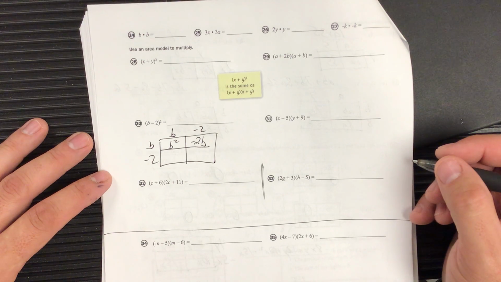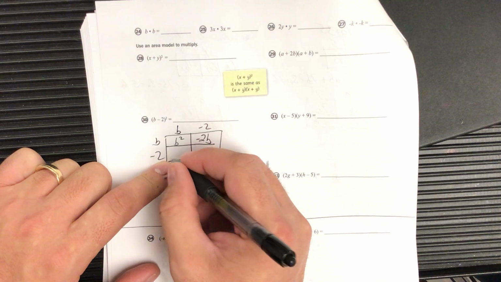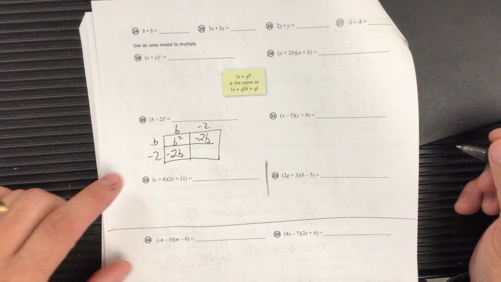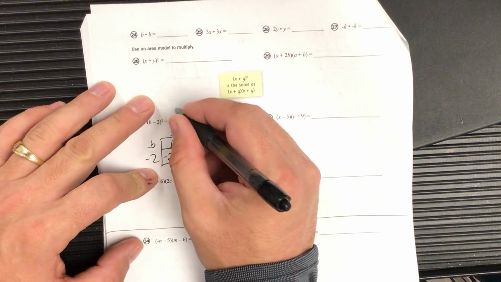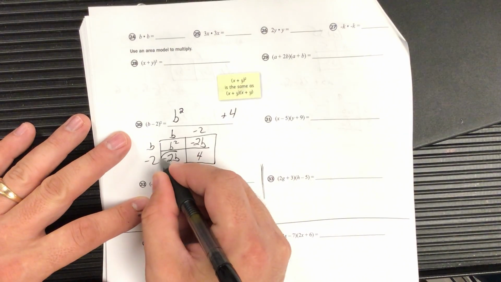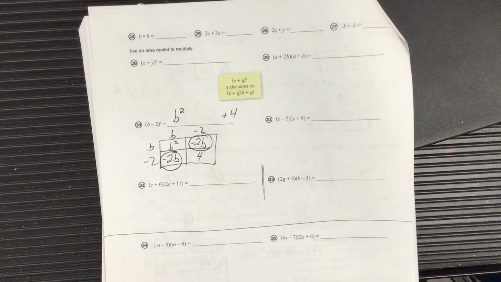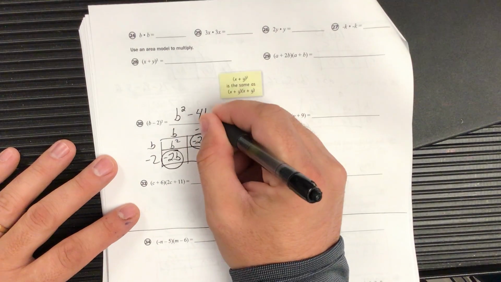Bottom left. Negative 2B. Number first. There you go. Bottom right. Negative 4. No, positive 4. Negative 2 times negative 2 is positive 4. So I like the B squared. I like the positive 4. These two things can actually be combined because they both have a B on them. So what is negative 2B and another negative 2B? It'd be a negative 4B. Exactly right.